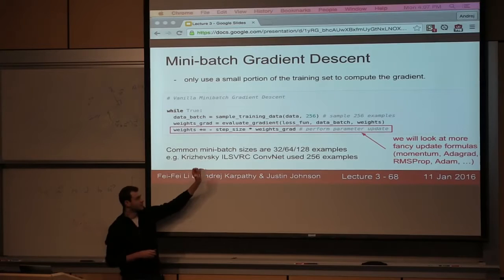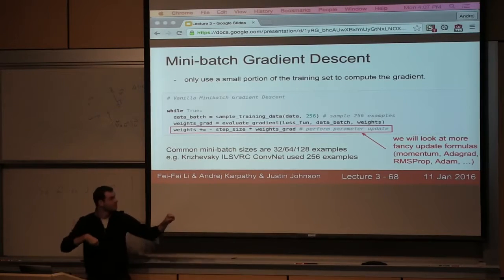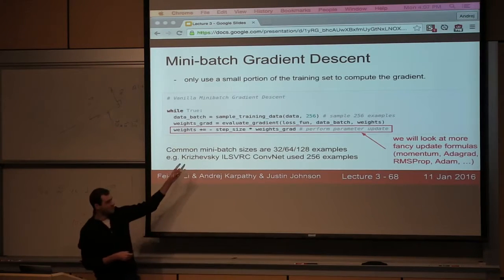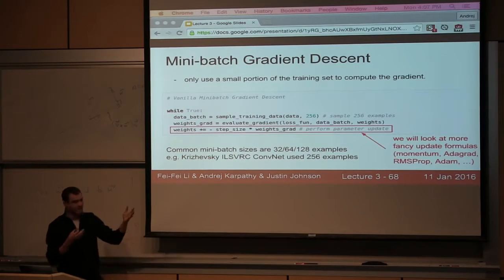I also wanted to point out, we'll go into this in much more detail, but the way I'm doing the update here, which is how you use the gradient to actually modify your W, that's called a parameter update. There are many different forms of doing it. This is the simplest way, which we refer to as SGD, simple stochastic gradient descent.